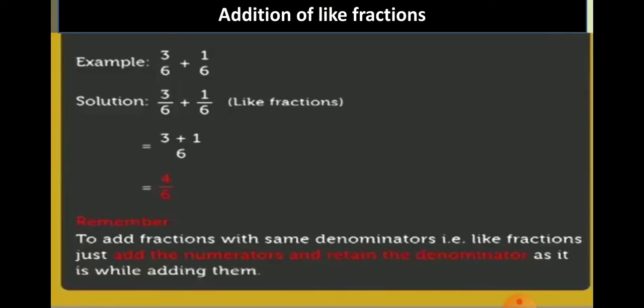Addition of like fractions. Here 3 upon 6 plus 1 upon 6. So we will directly add the numerators and the denominator will remain as 6. So you can see, to add fractions with the same denominator, that is like fractions, just add the numerators and retain the denominator as it is while adding them. So we got the answer as 4 upon 6.